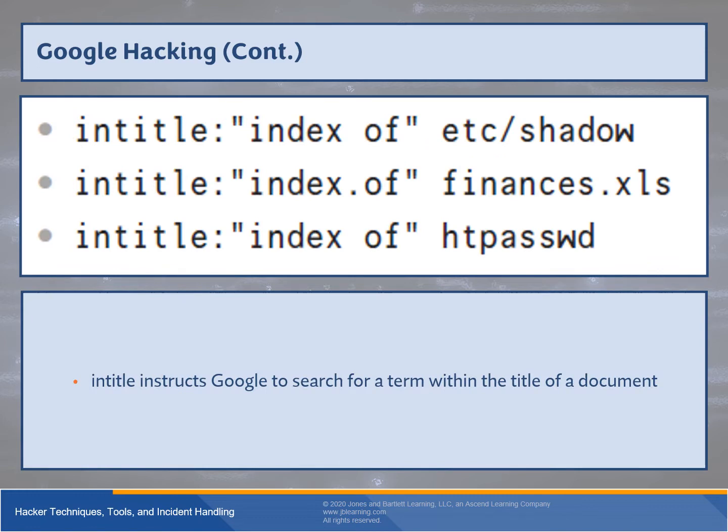Here we have some examples of using intitle to find a particular phrase, "index of," either with or without a period, within certain types of things. So if we're looking in etc/shadow, shadow of course is a file that we have in Linux machines. htpasswd, finances.xls. Finances.xls, of course, we know that's a spreadsheet. So there's a couple of different items to try and find this index document within these particular containers.